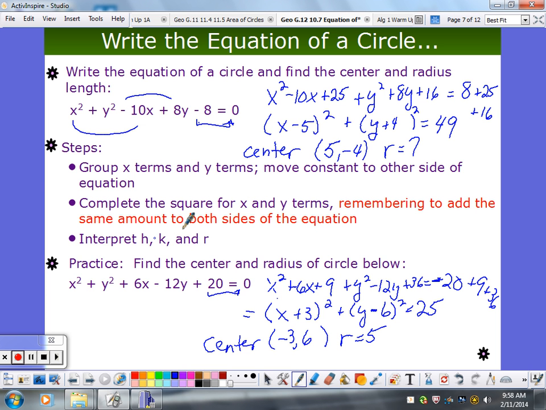Yes? How did I get the 6? Because this thing here, right?